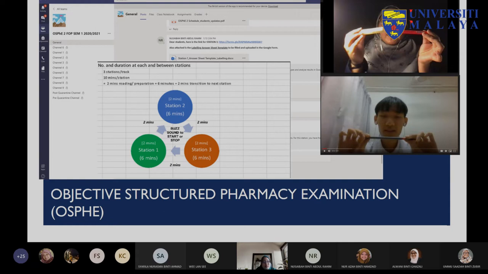for them to, let's say, supporting staff will be vigilating in the quarantine, post-quarantine channel or pre-quarantine channel to make sure the students don't discuss the questions with each other, things like that. So yeah, it is something new then, and it works actually.